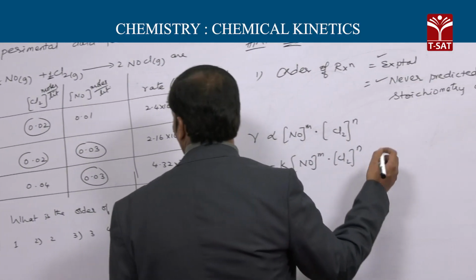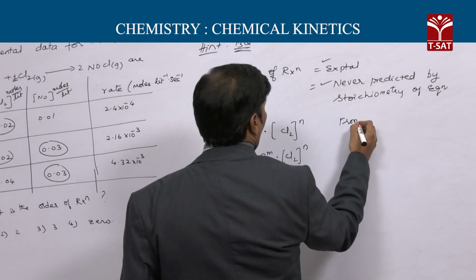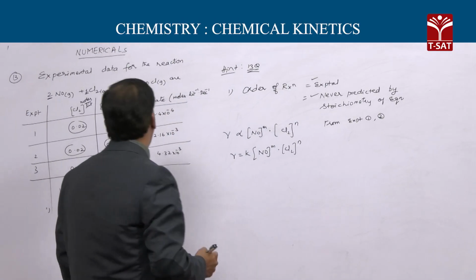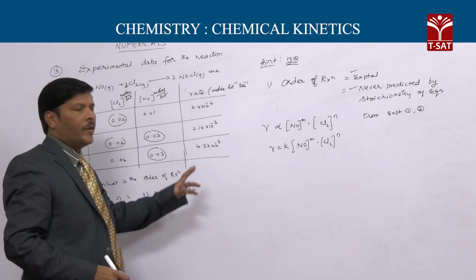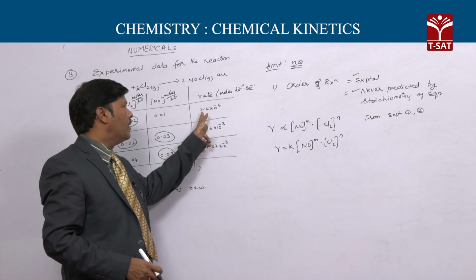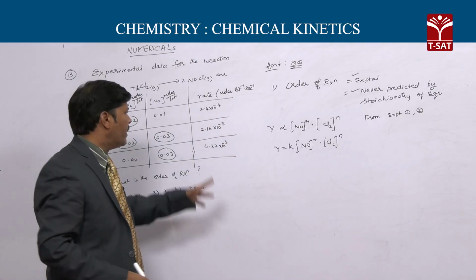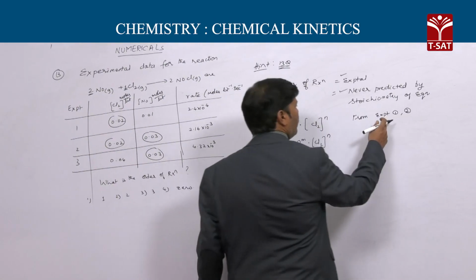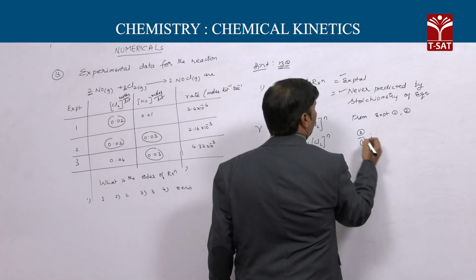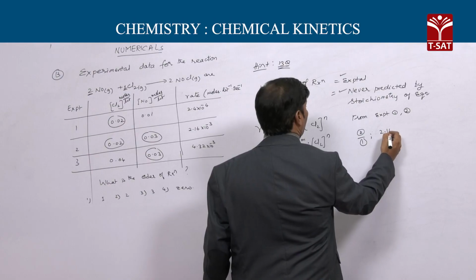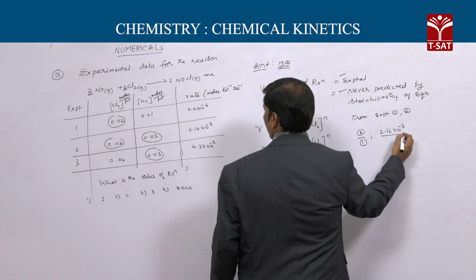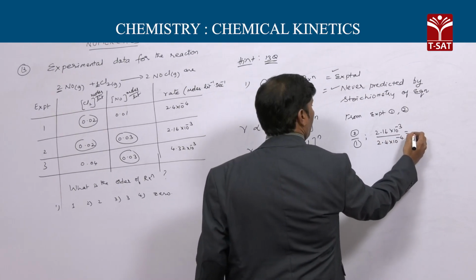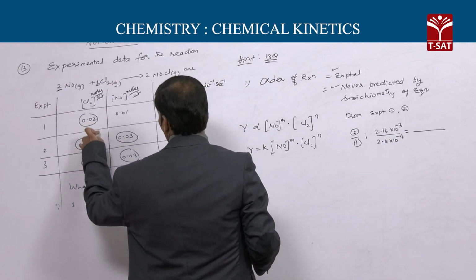Therefore, from experiment 1 and 2, I am taking their respective rates. What you have to observe is that 2.16 into 10 to the power of minus 3 is higher than 2.4 into 10 to the power of minus 4. So that is why I am going to take the second experiment divided by the first experiment. From experiments 1 and 2, that is 2 divided by 1, the rate is 2.16 into 10 to the power of minus 3 divided by 2.4 into 10 to the power of minus 4, is equal to, where the concentration of chlorine is the same.